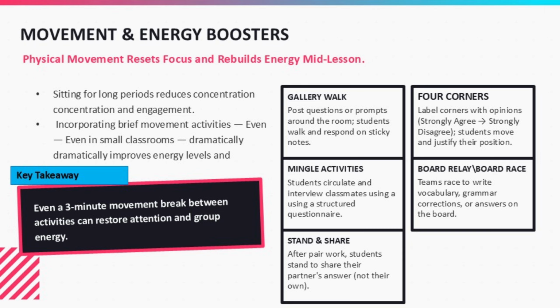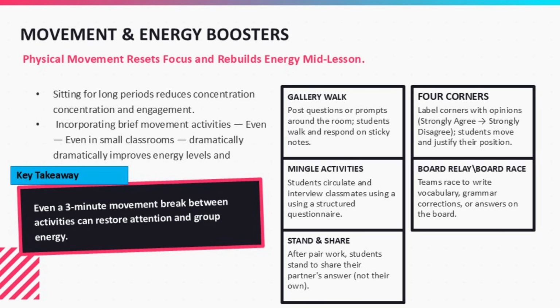Four corners is an interesting activity. So we label corners with opinions, like strongly agree, agree, strongly disagree, disagree. All right, the four corners. And students move and justify their position. So if I stand up here, I strongly disagree, and people will come and ask me, why do you strongly disagree? And so on. So it's an interesting activity.